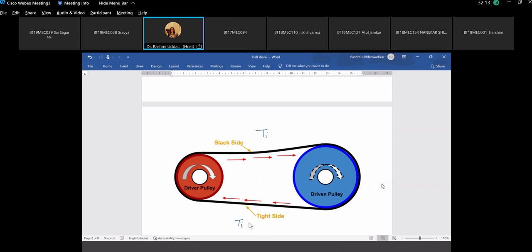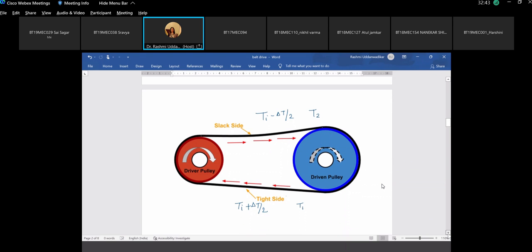Gradually on the tight side, with more and more rotation, there is a small pull on this side and the tension on this tight side increases. Tension on the slack side reduces. This process continues till we finally reach a static equilibrium position where the tight side tension is T1 and the slack side tension is T2.